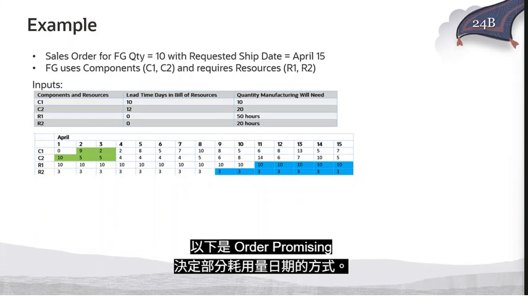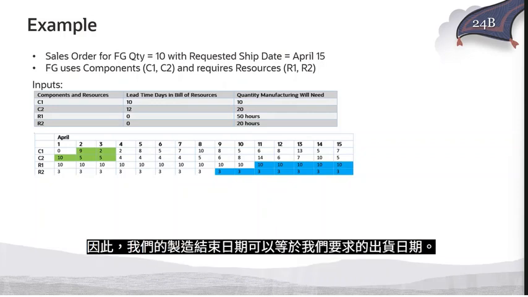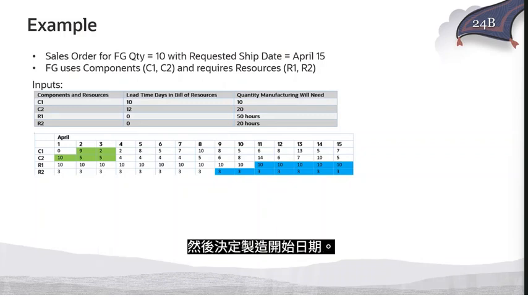Here's how order promising determines some of these consumption dates. Because our sales order requested ship date equals April 15th, it sets the manufacturing end date to April 15th because our finished good item does not have any post-processing lead time. So our manufacturing end date can equal our requested ship date.